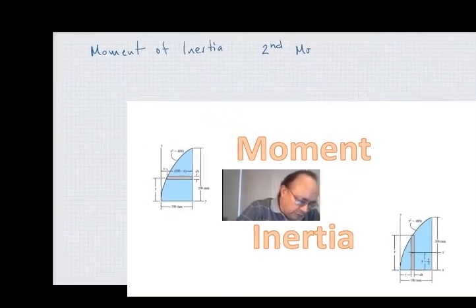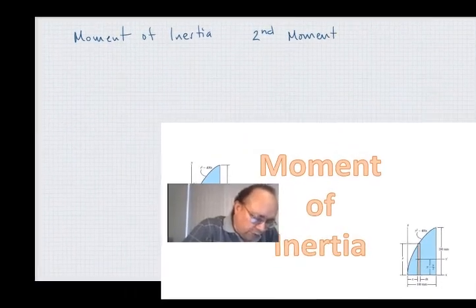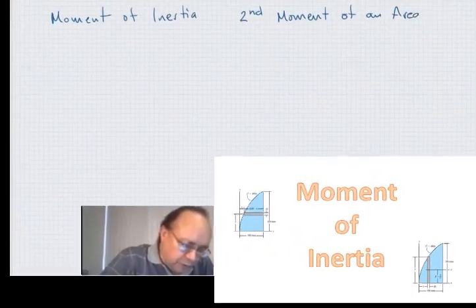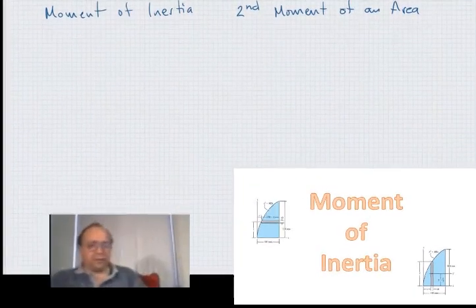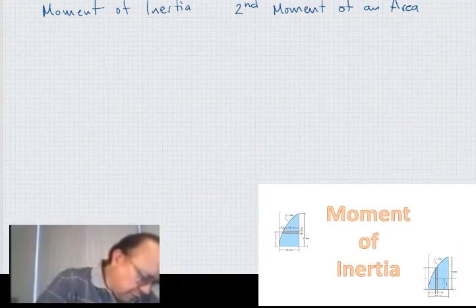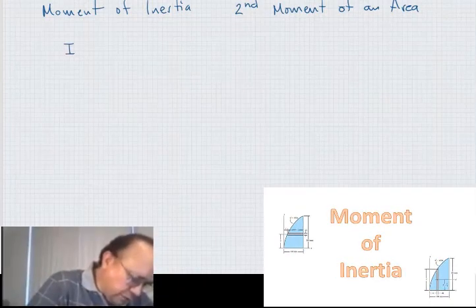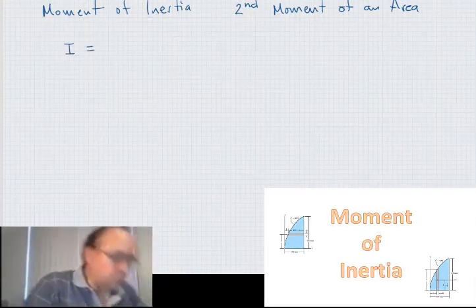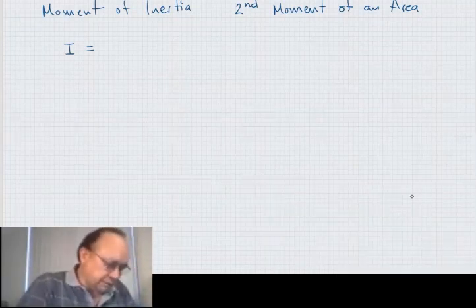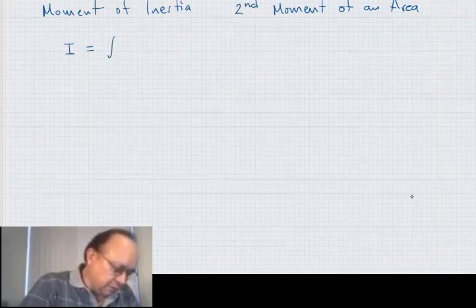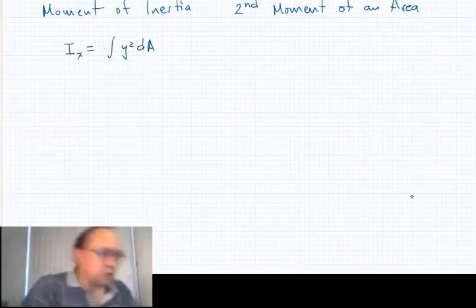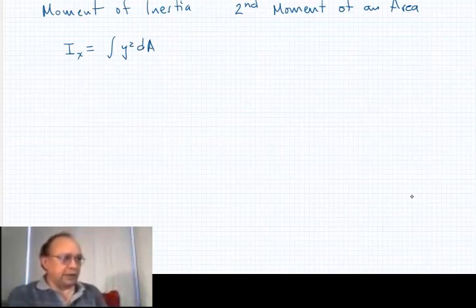Second moment of an area. Or some people say also the moment of second order of an area. The definition of the second moment of an area or moment of inertia is equal to, let's say, integral of y squared dA.